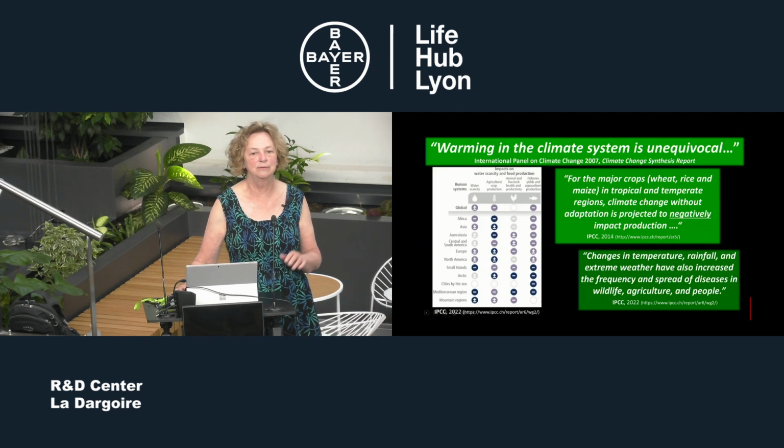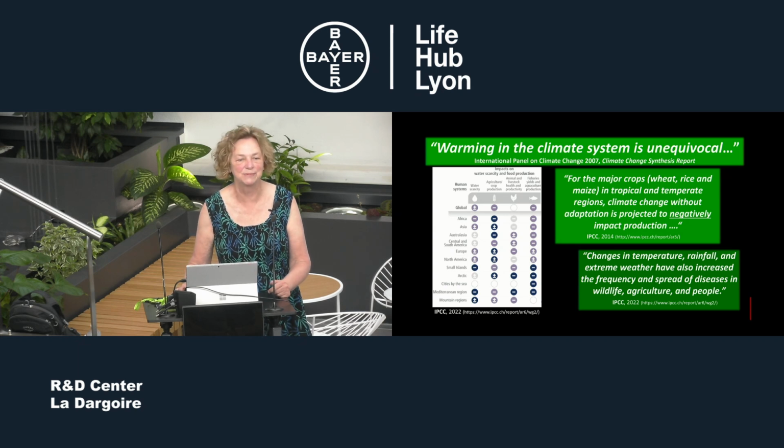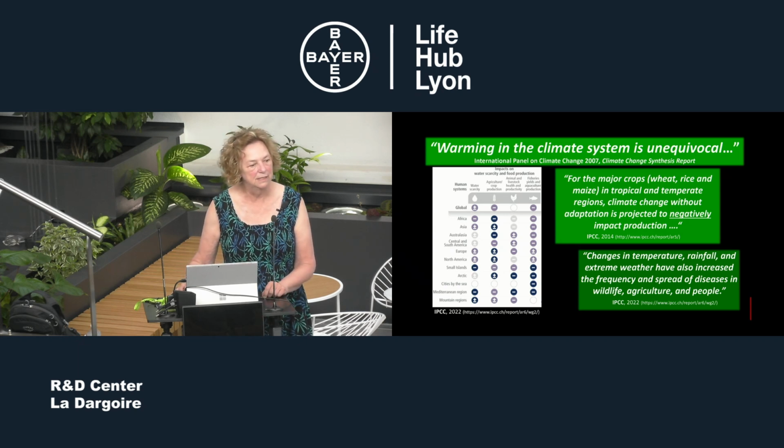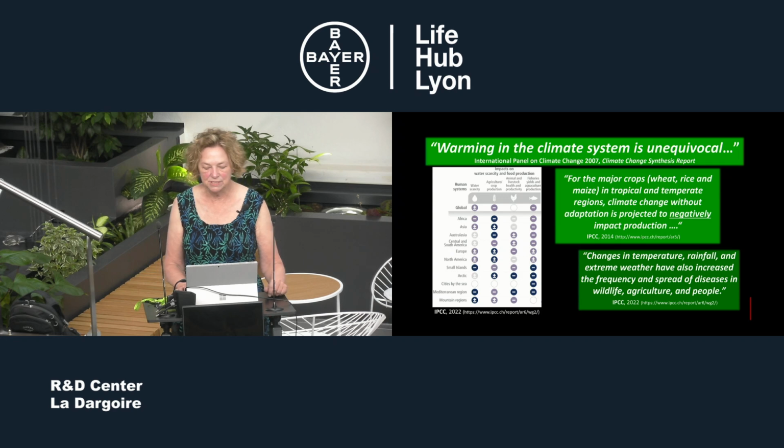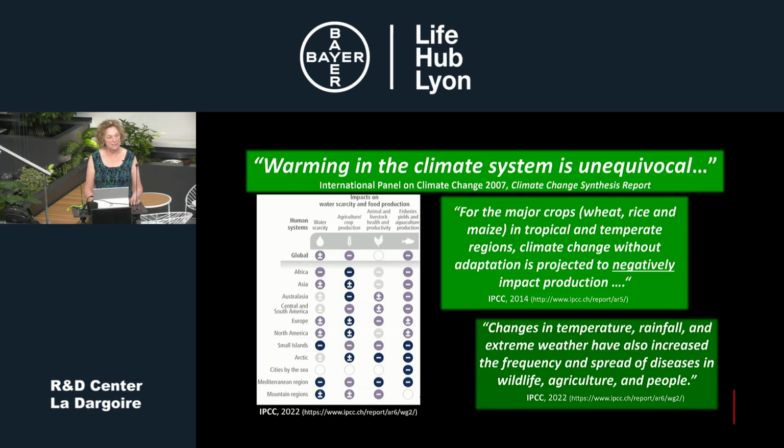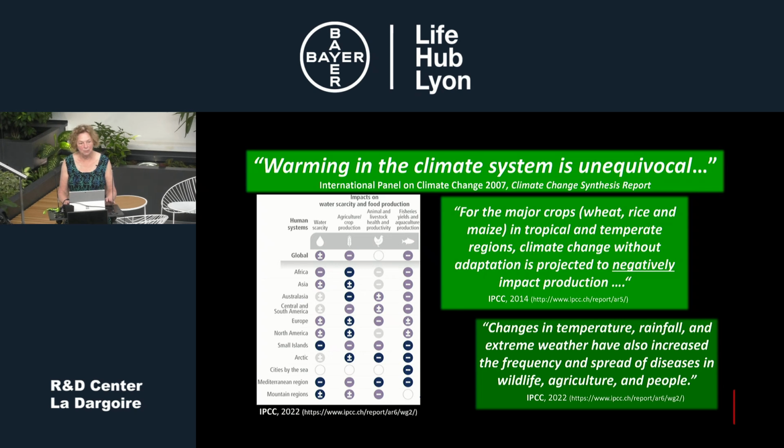So I don't need to tell you that warming in the ecosystem is unequivocal. It's happening. The International Panel on Climate Change has said that for the major crops, such as wheat, rice, and maize, we will see depletions in yields for most of those, and that this is happening at a faster rate than we anticipated in the past. So we need to start thinking about how are we going to adapt crops? How are we going to manage the interactions between crops and the emergence of plant pathogens on those crops?